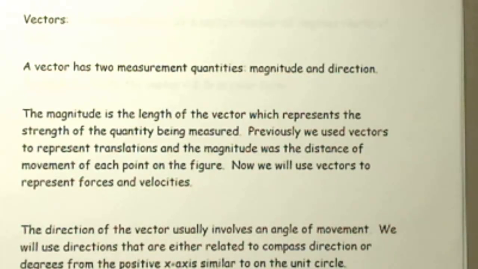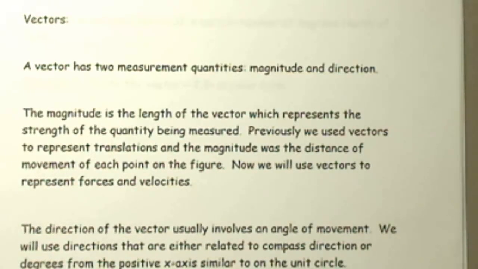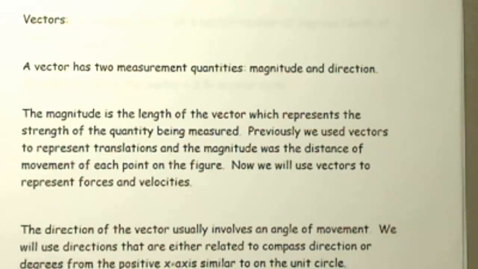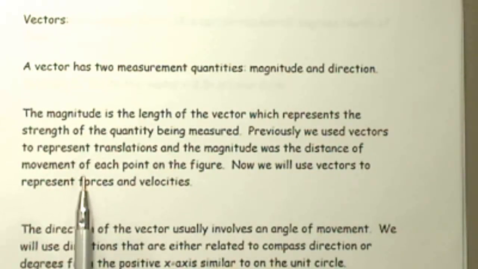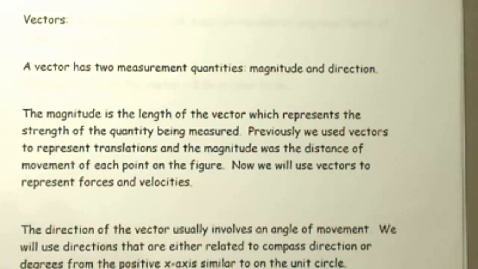It has magnitude and it has direction. Unlike most measurements like length, which is just a magnitude, or degrees, which are just a direction, a vector has both of them together. And it has unique properties which allow it to be really applicable in physics. So the magnitude of a vector is indicated by the length of the vector.